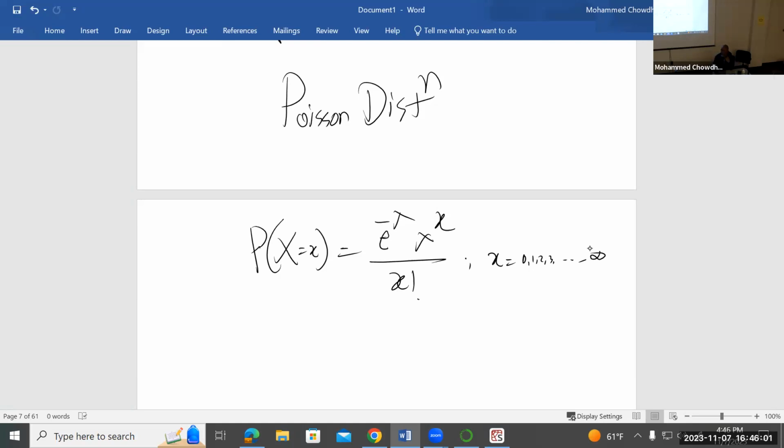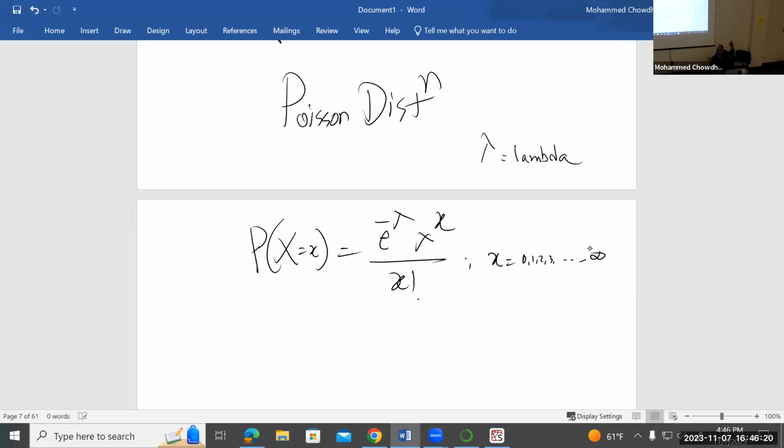This is the ugly E. This is called the lambda. This is known as the lambda, I think a Greek letter. Lambda. E to the power minus lambda, lambda to the power x over factorial x.